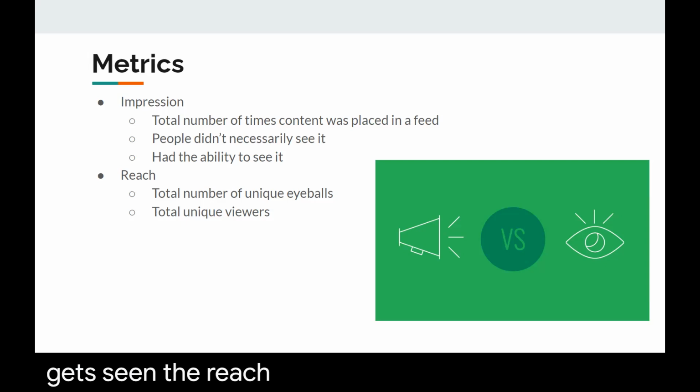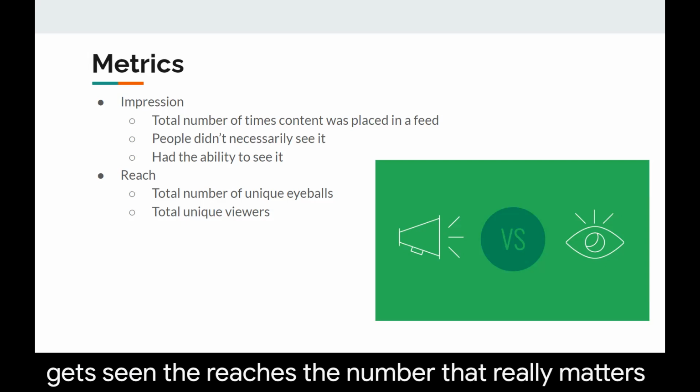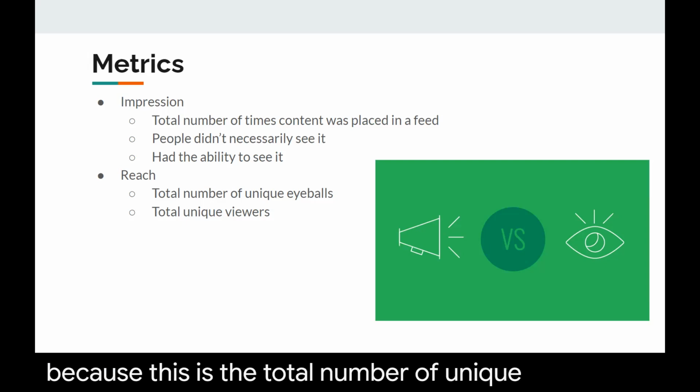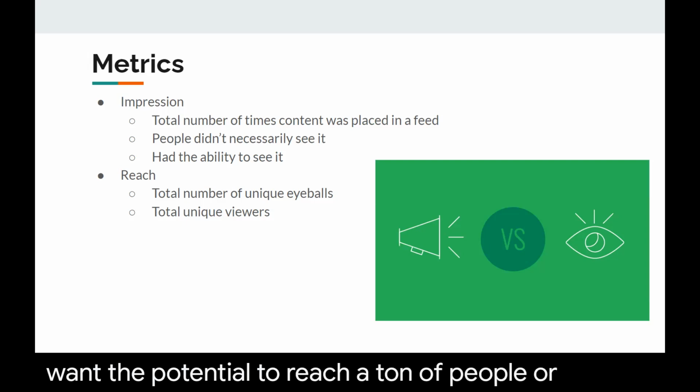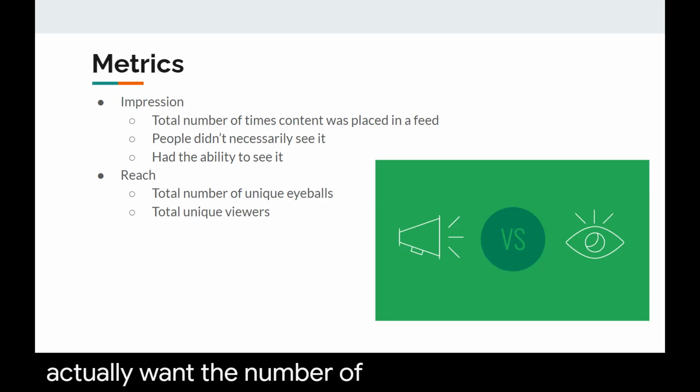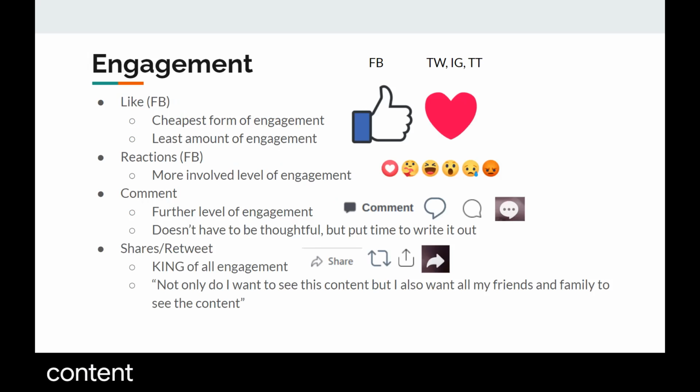The reach is the number that really matters because this is the total number of unique eyeballs on your content. It's the unique viewers of your content. So in terms of impression and reach, you have to know which goal you're shooting for. Do you want the potential to reach a ton of people, or do you actually want the number of people who saw your content?